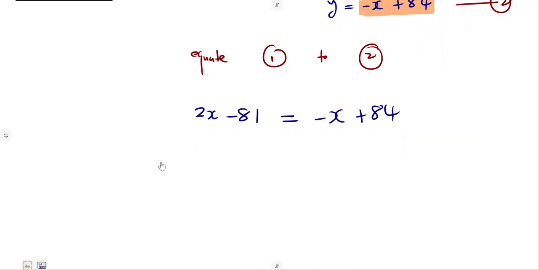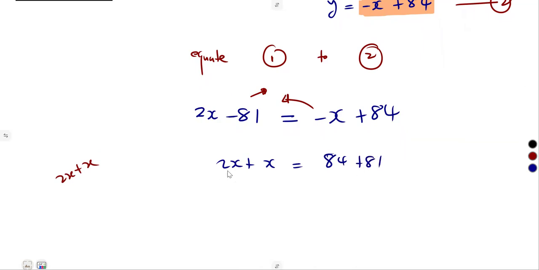Taking x to one side of the equation, we can take the minus x to the other side. That was going to be positive 2x plus x. The negative 81 to the other side was going to be positive there. So that's 84 plus 81. All right, so this is 3x is equal to 84 plus 81. That was going to give us 165. So dividing by 3, we've got our value of x, which is 55.